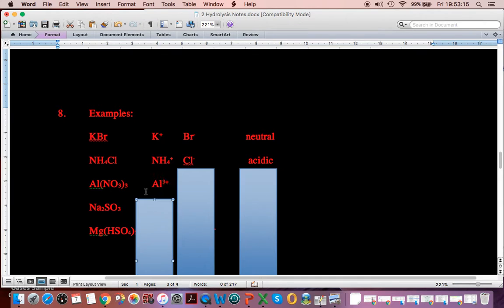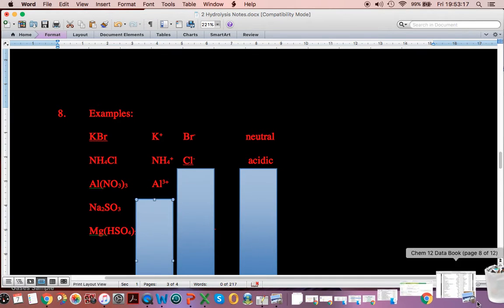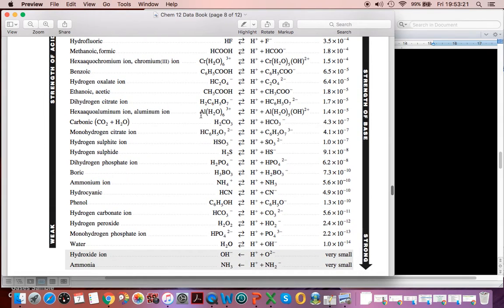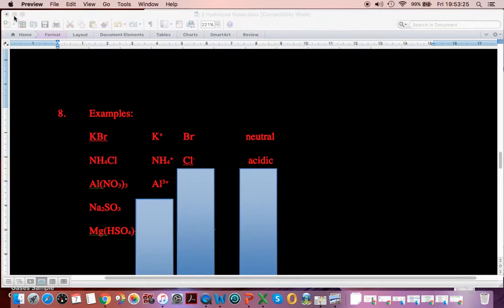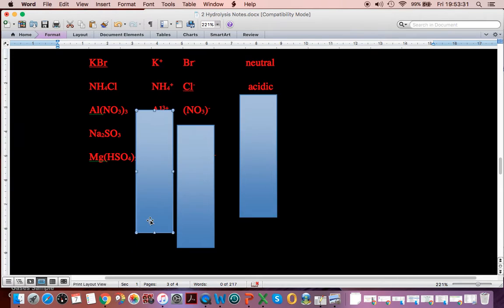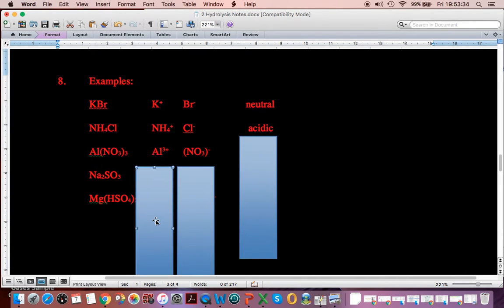Aluminum nitrate. Well, we just showed you that aluminum hydrolyzes as an acid. It was here on the chart right here. It hydrolyzes as a weak acid. And nitrate is from HNO3, a strong acid. And so this nitrate does not hydrolyze. So this will be acidic. Try to do this in tidy fashion.